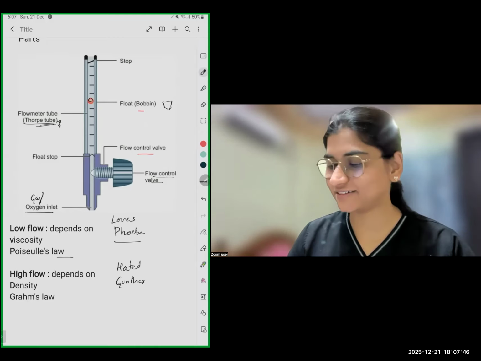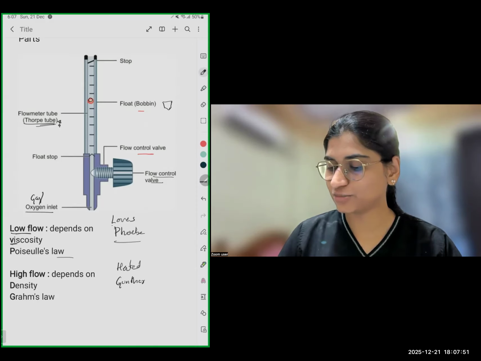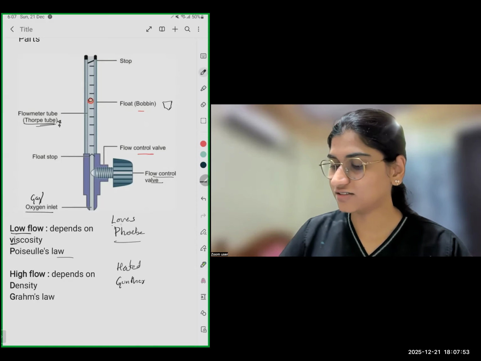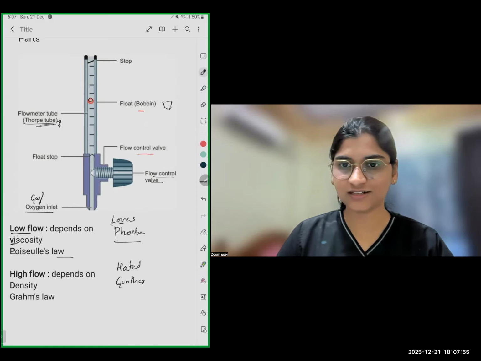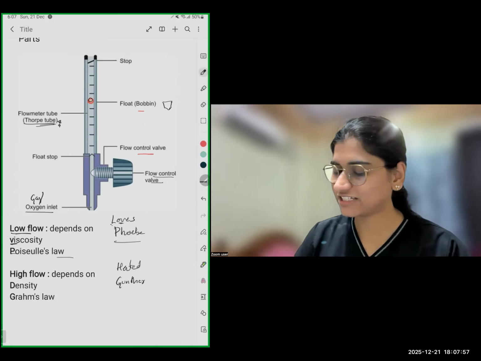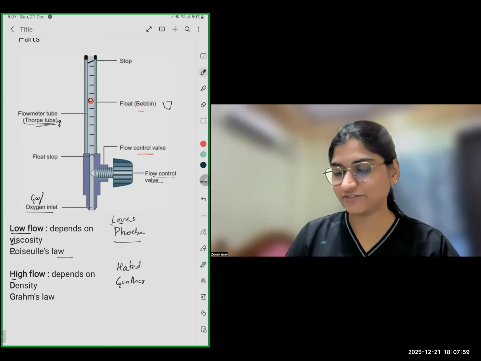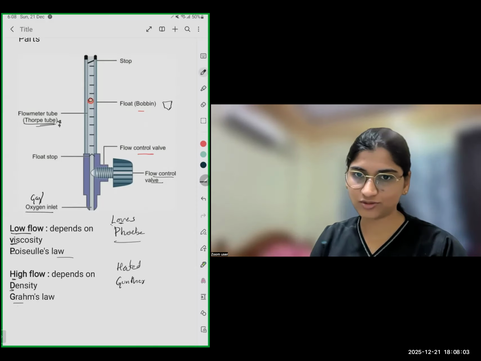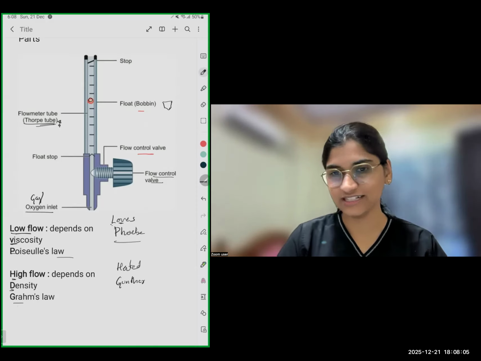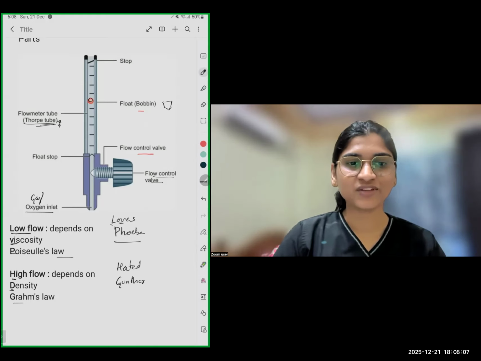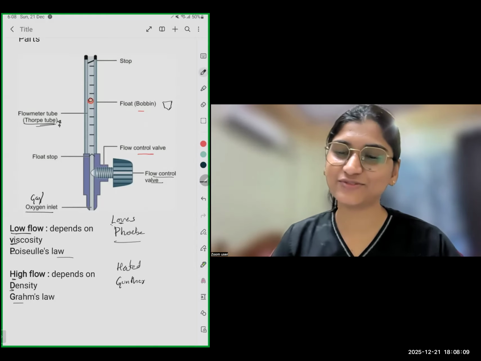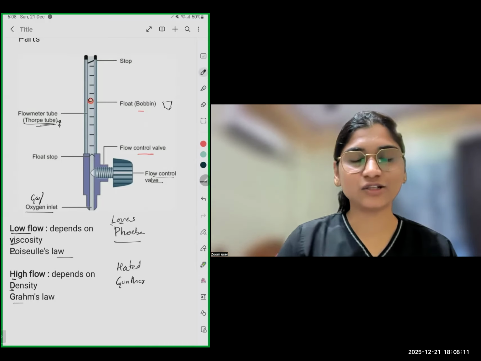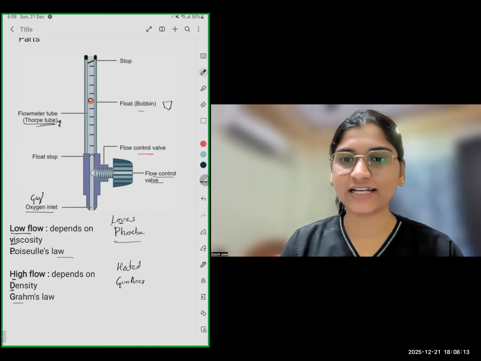So love Phoebe: L is for low flow, and it depends upon the viscosity. Love, viscosity, and it follows Poiseuille's law. High is for hated, D for density, and Graham's law. So high flow depends upon the density and follows Graham's law. Low flow depends upon viscosity and follows Poiseuille's law. That's how I remember this in a short form, but there is a lot of understanding behind this.